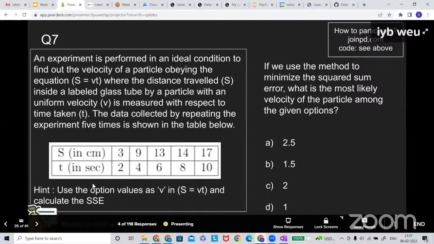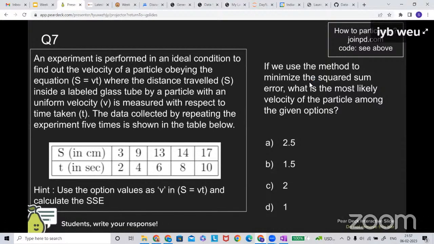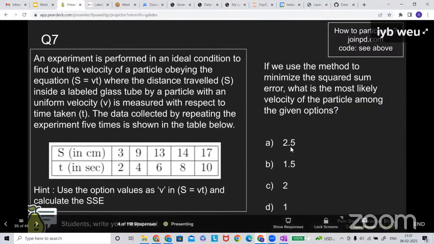Use the option values as V in this equation and calculate the SSC. The hint given here: if you use the method of minimizing the SSC, what is the most likely velocity of the particle among the given options? Here 4 V values are given. Which V value is the most suitable with respect to this data? Using the sum of squared errors, you need to find it.